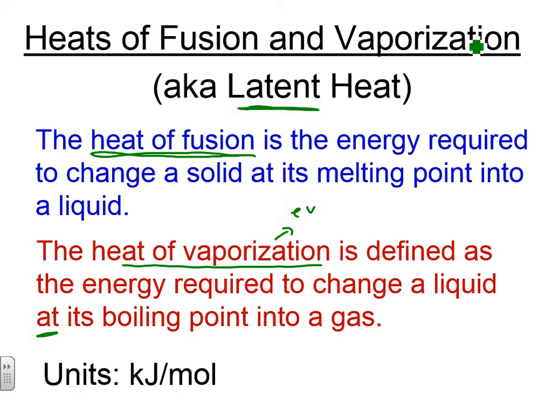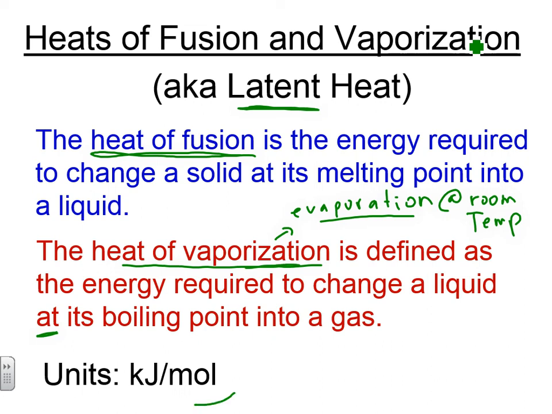The difference being that evaporation usually happens at room temperature, whereas vaporization happens at the boiling point. That's really the difference. If you ever encounter those two terms, they mean two slightly different things. So vaporization is at the boiling point. And we measure all this in kilojoules per mole. Usually it's a per mole idea.